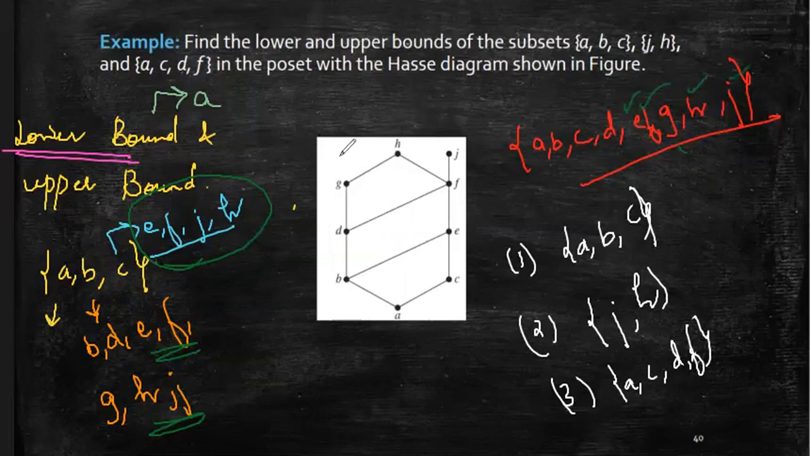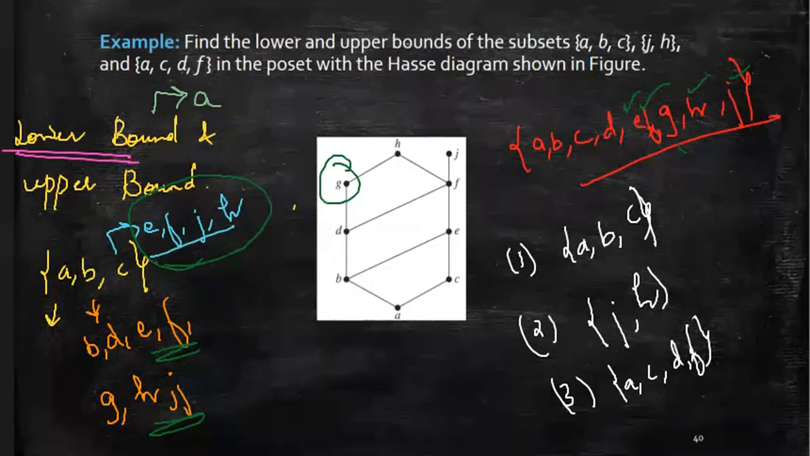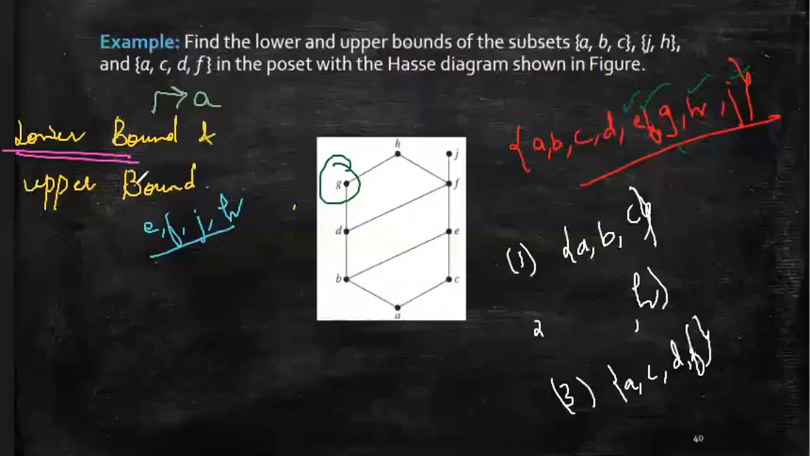Now why aren't we taking the G element? G is in both B's set and A's set. The reason we are not taking G is because it is not greater than or equal to C. We are always supposed to take the common elements. So that is the reason we are taking the four elements. So the upper bound in this case will be E, F, J and H. This is your upper bound.